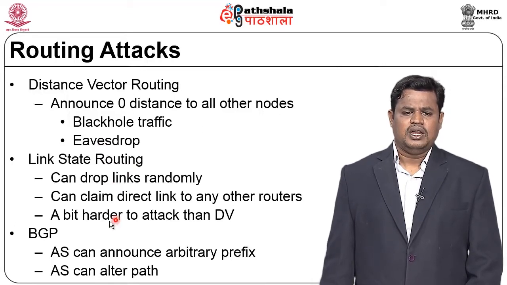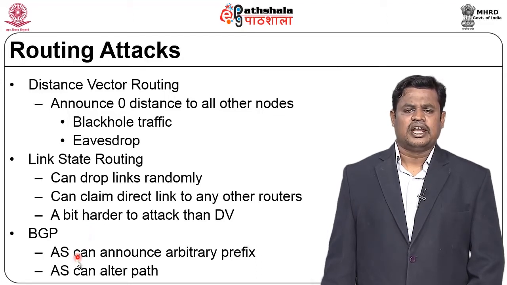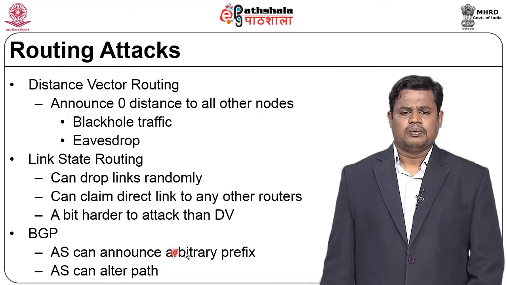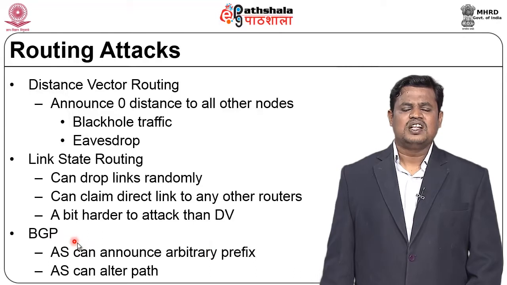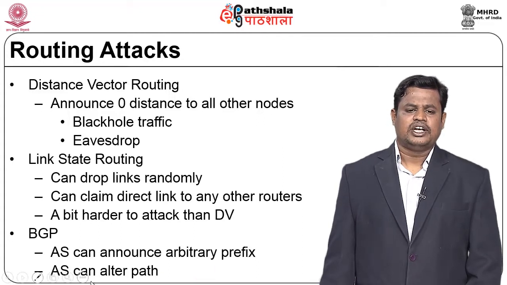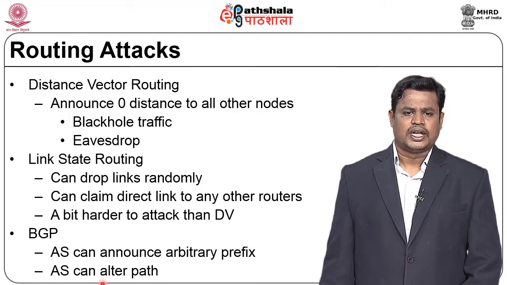And BGP, the Border Gateway Protocol, uses autonomous systems. An autonomous system means a singly administered, controlled system. So an AS can announce arbitrary prefix values, and with their help create false information. Sometimes they can also use an alternative path instead of the correct path in a routing attack.